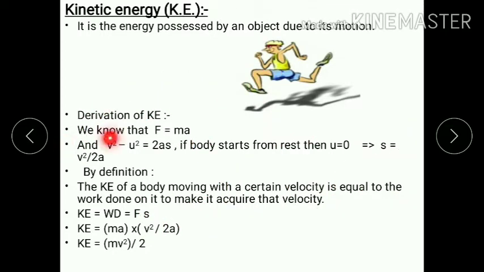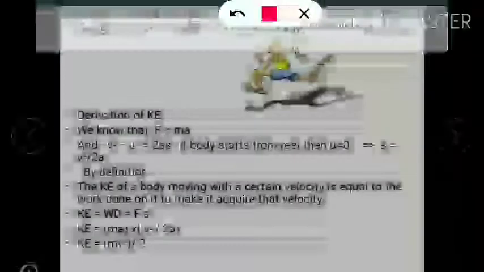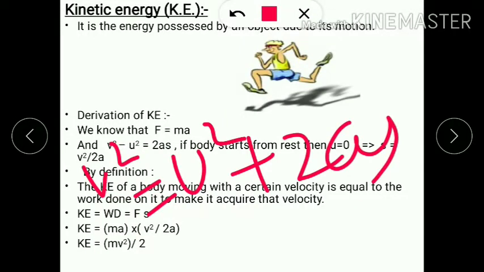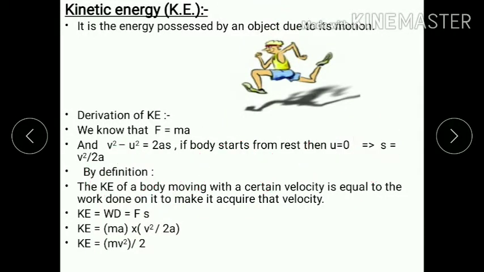And we know the formula of the velocity: v square minus u square is equal to 2as, or you can say v square is equal to u square plus 2as. This is the formula of velocity and motion. If the body starts from rest, then u is equal to 0. u is the initial velocity and v is the final velocity. So you can say that v square is equal to 2as.